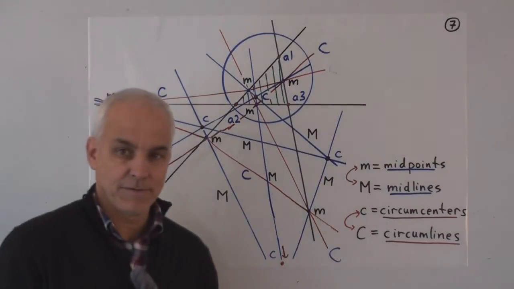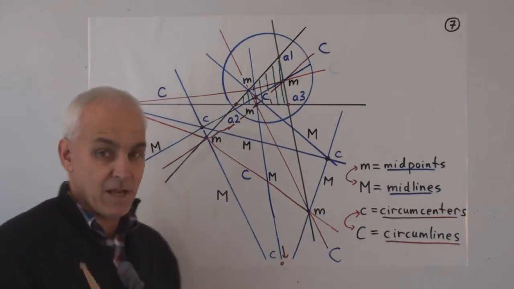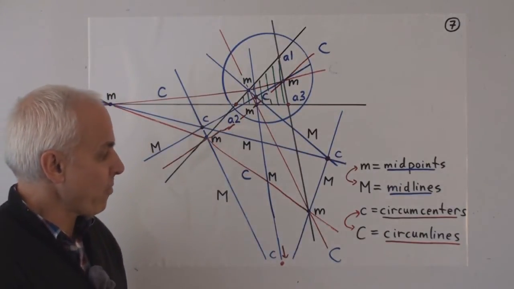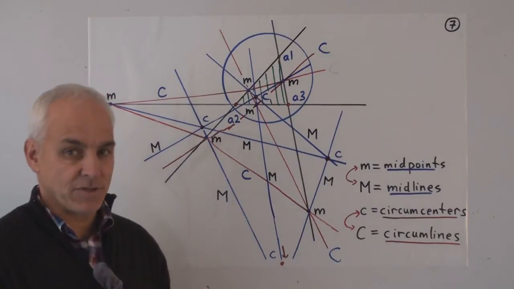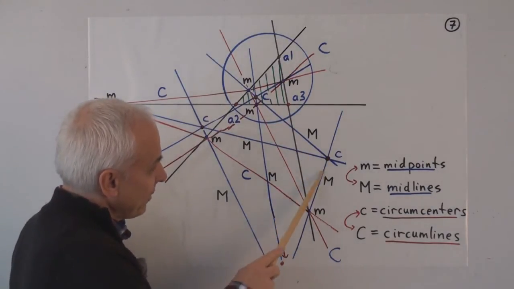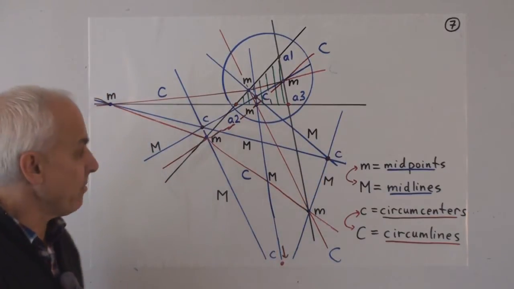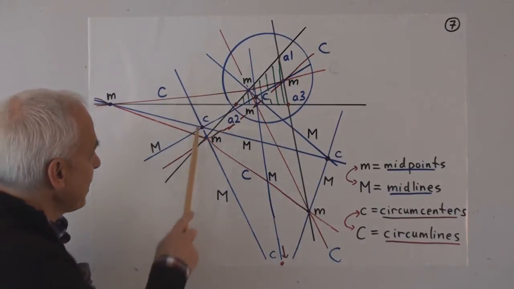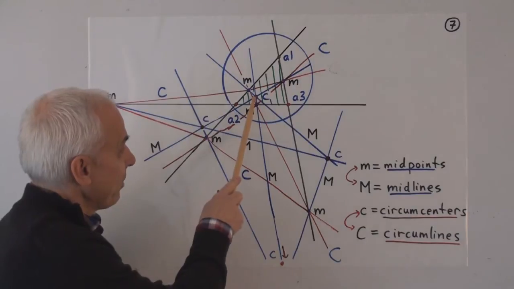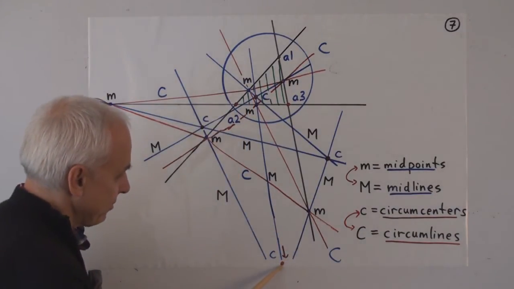So the dual result that we mentioned at the last slide says that these midlines are also going to meet 3 at a time at 4 points, which are the circumcenters of the triangle. And they're in red, denoted with a little c. So here's one place where 3 of those midlines are meeting. Here's another place where 3 of those midlines are meeting. Here's another place where the 3 midlines are meeting. And here's another place where they meet.